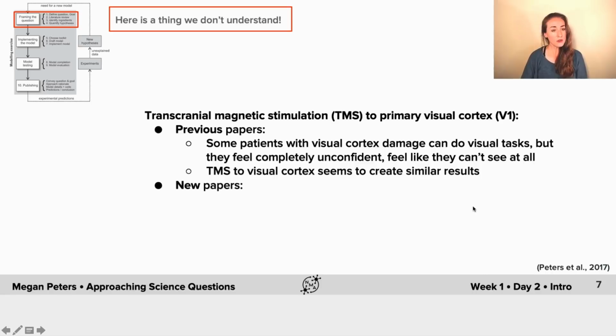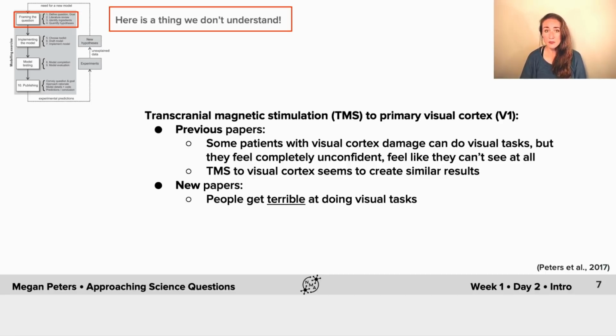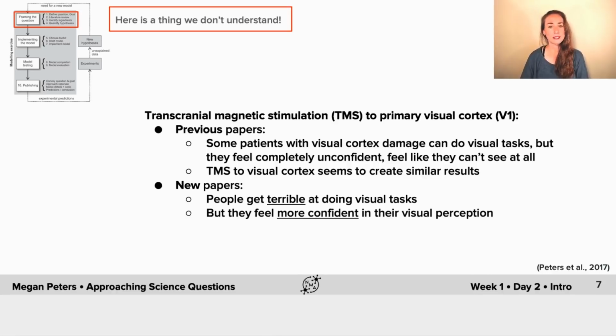But then there's also this newer group of papers, including the one that I introduced yesterday, that has actually found the opposite, that if I zap you in the back of the head, TMS to primary visual cortex can make you terrible at a visual task, but makes you think that you're doing great. It's like the opposite of blindsight. And so the question that we didn't understand yet was why? Why does this happen, with particular focus on these newer papers that seem to have a lot of traction?